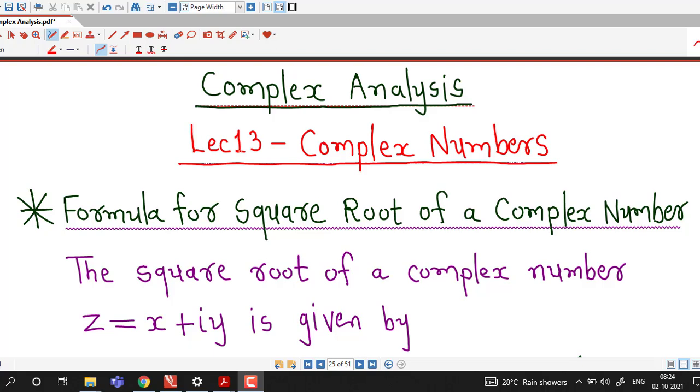Hello friends, I welcome you to lecture number 13 on complex numbers. In this lecture we are going to discuss one shortcut formula for finding the square root of a complex number.